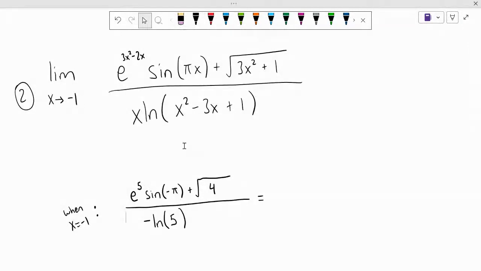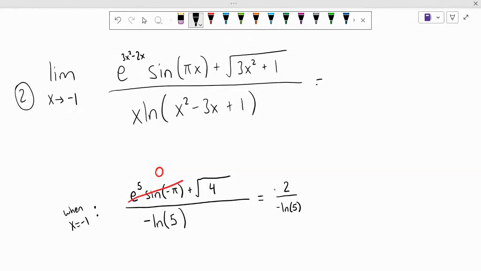Oh, I meant to switch colors. Okay. Yeah. Okay, very good.